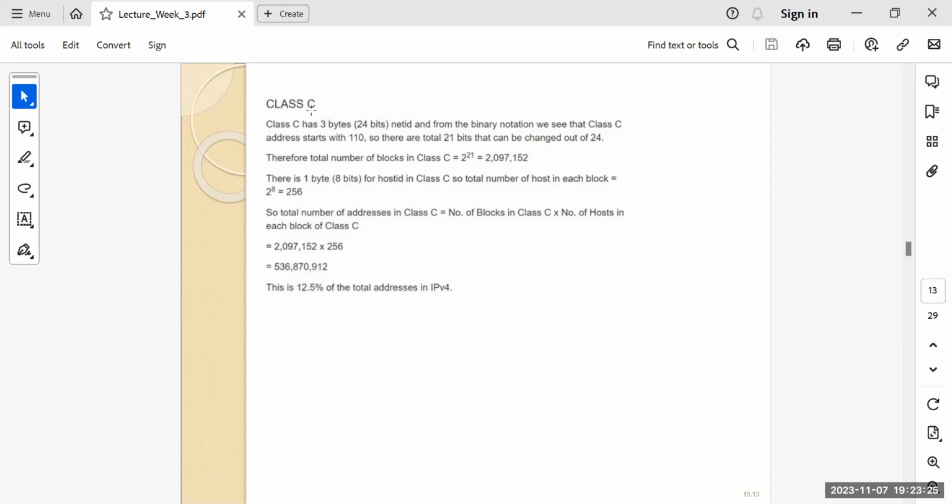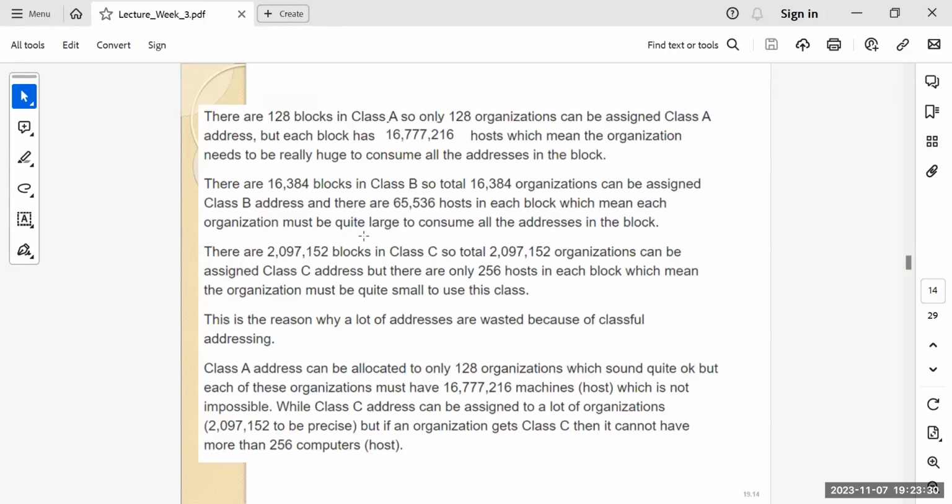So this is not suitable for, say, a university or a company of significant size. It cannot be assigned a class C address in that case. This is the reason why a lot of addresses are wasted because of the classful addressing scheme. You have seen that you are sort of bounded to this mechanism. So that's why the classful addressing scheme in IPv4 is creating a lot of wastage.